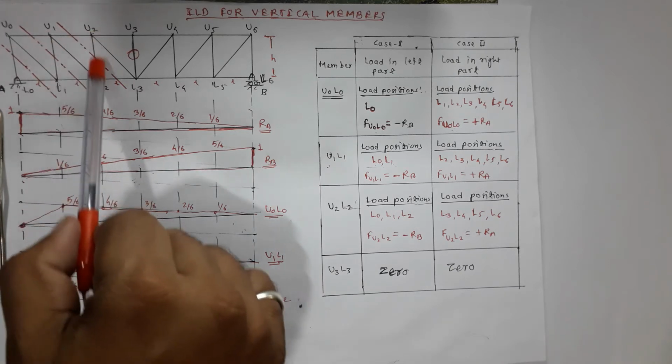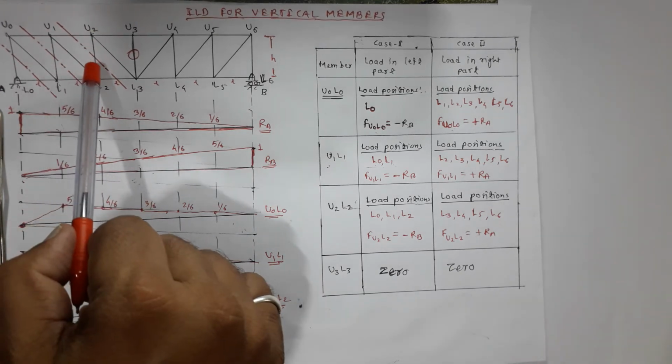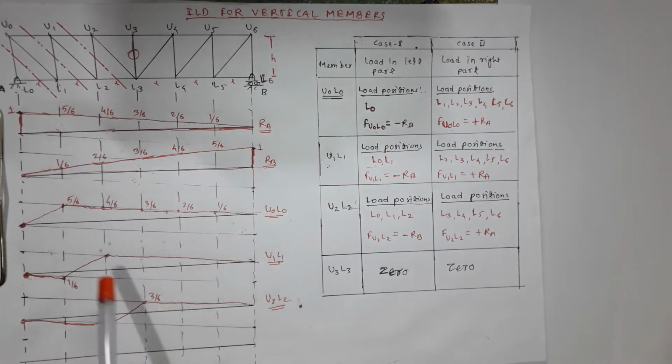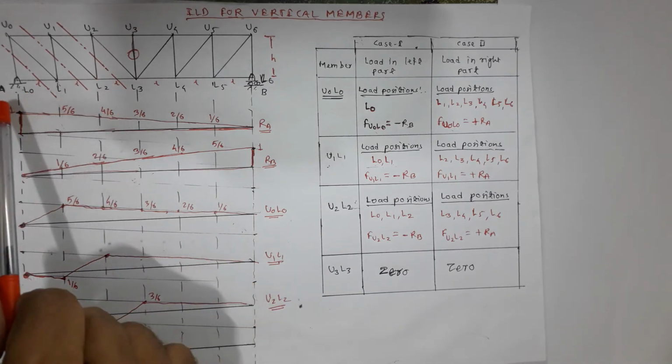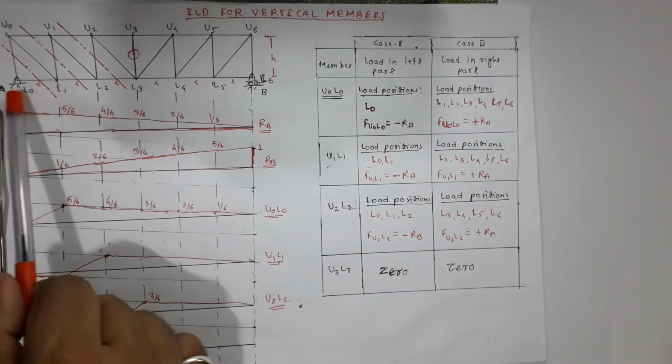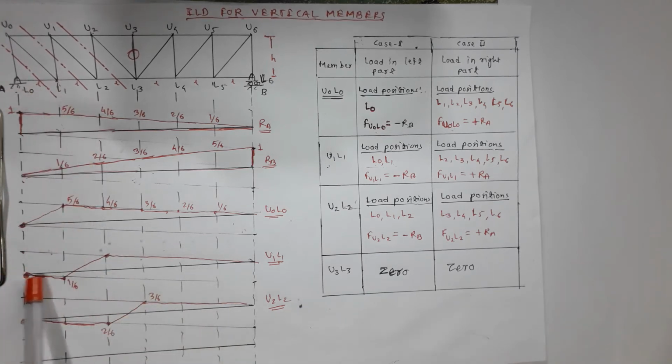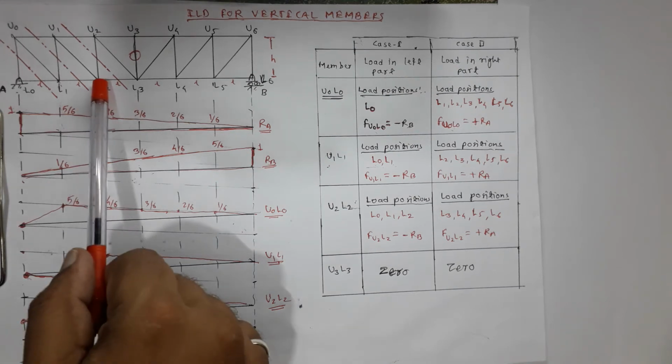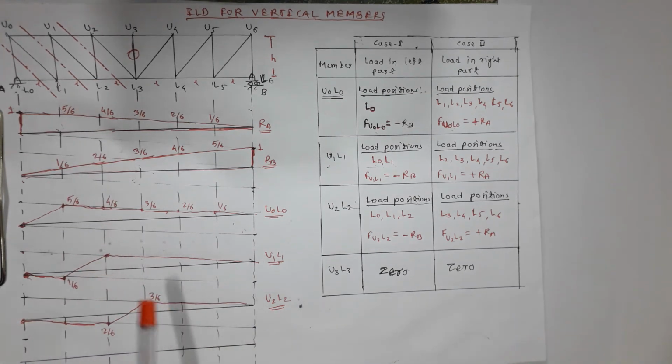Whereas for these two members, U1 L1 and U2 L2, you can see that while the load moves from L0 to L1, the member has a tensile force, and thereafter the force changes and goes to the compression side, and the maximum compression takes place when the load is at L2. So this is how you can deduce from these diagrams.